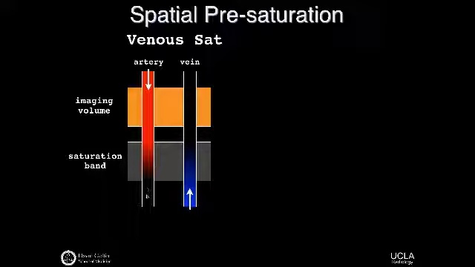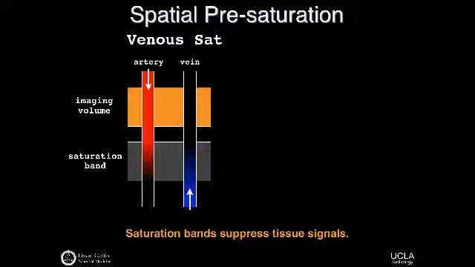But it will also hit my venous blood, and my venous blood is flowing into my volume, but because it's been saturated, the venous blood will look really dark, and the arterial blood will look bright because of that so-called inflow enhancement. So we can play with these saturation bands to exaggerate arterial flow, so we get an arterial angiogram using time of flight, or we could get a venogram by placing the saturation band in a different place.